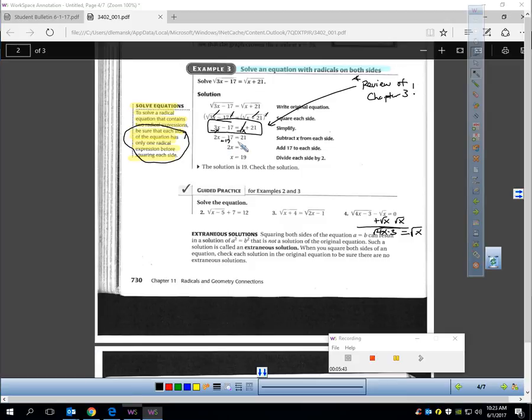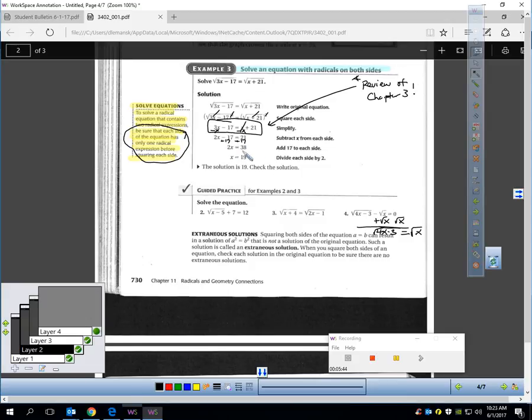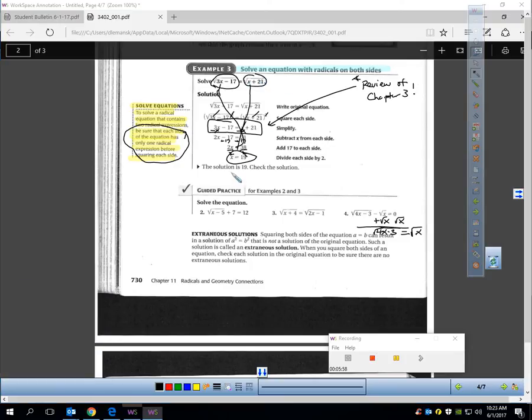Add 17, which gives you 2x equals 38. Divide by 2, and x is 19. And then you can check it. If you plug 19 in for x on each side, when you work this out, it ought to give you the same responses as if you work that out.